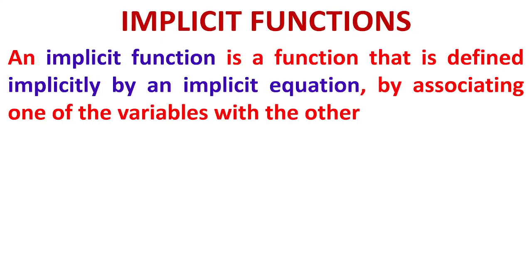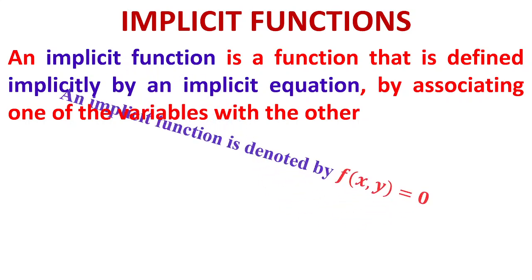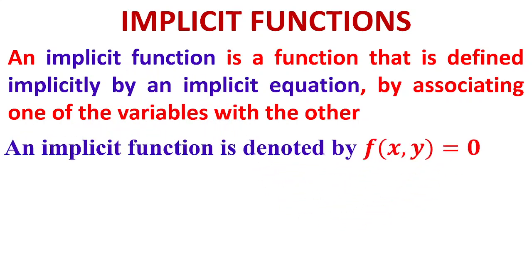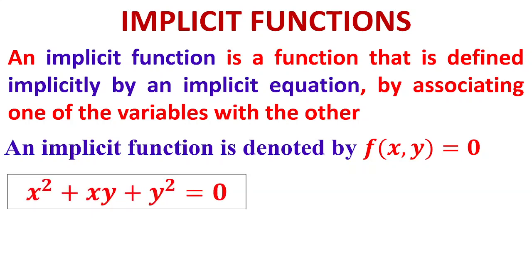Let us move on to what we mean by implicit, the other way. An implicit function is a function that is defined implicitly by an implicit equation by associating one of the variables with the other. It will be a mixture of x and y. Therefore, it will be denoted as f of x comma y is equal to 0. Now, you are seeing here x square plus xy plus y square is equal to 0. It is an implicit function. We are not able to express y is equal to f of x directly.